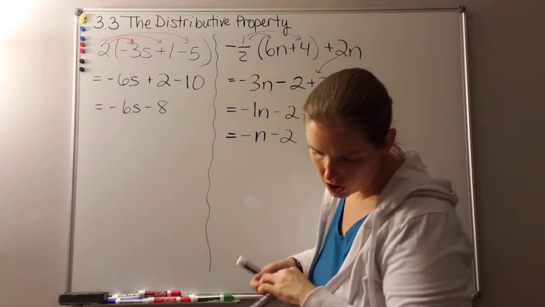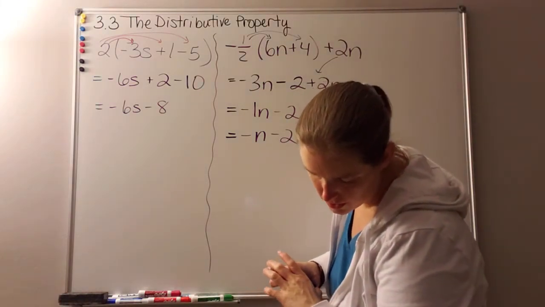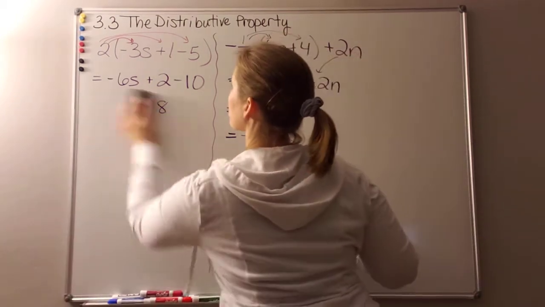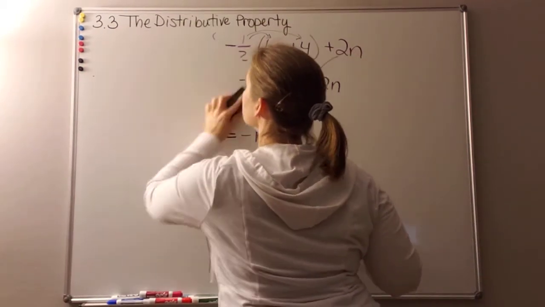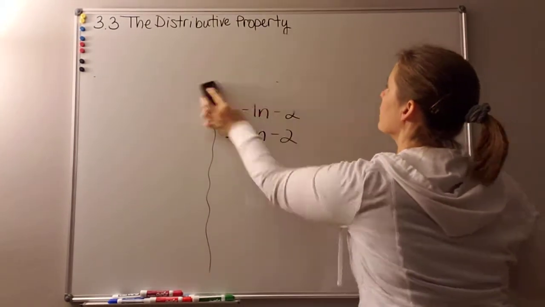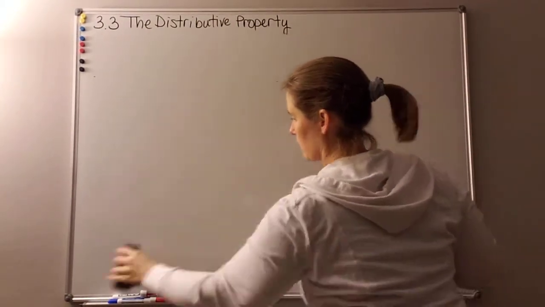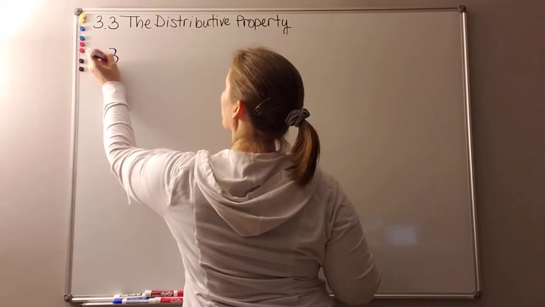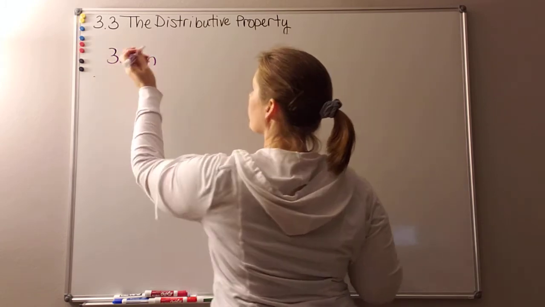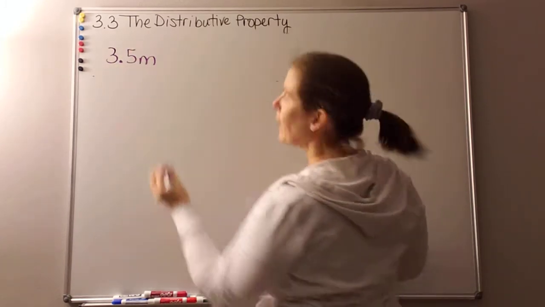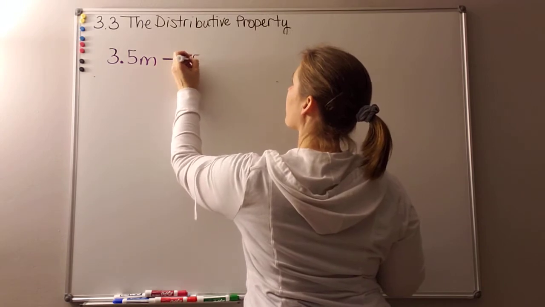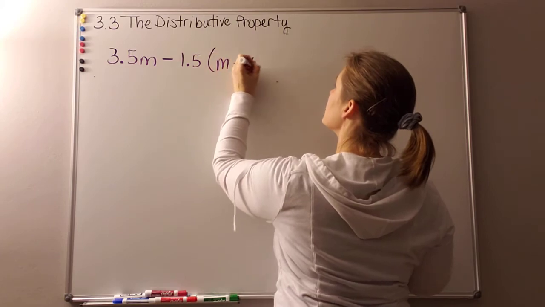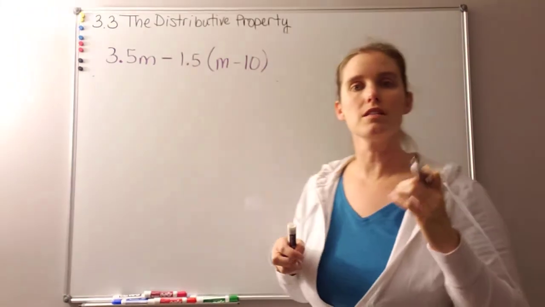All right, let's take a look at another problem. Let's try this one, okay? I'm going to erase to give us a little space. There we go. Okay, so let's do this. This time our extra term is out in front. 3.5m minus 1.5 times m minus 10. So we're going to follow the same idea here.